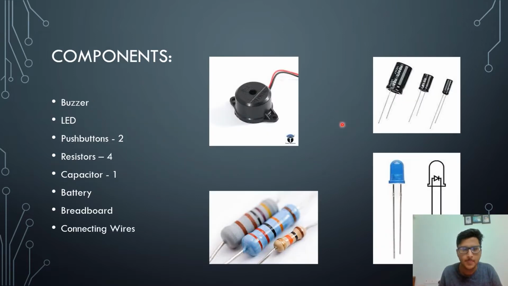So moving on. The components are a buzzer, since as we press the push button, the buzzer and the light should light up since we have to alert the people. Then the push buttons, of course, the resistors, there will be 4 resistors required. A capacitor and a battery will be used, then a breadboard obviously for creating the circuit, then the connecting wires. Since a circuit will be created, the connecting wires will obviously be required.